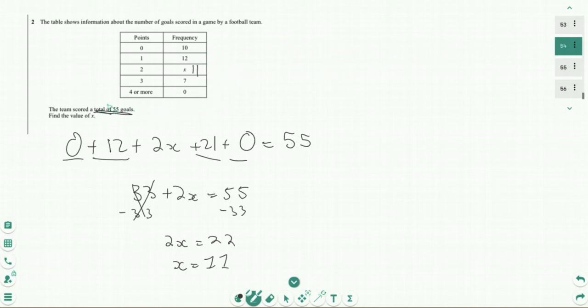So I realized that the question was all about the total number of goals. So I think, how do I find the total values in grouped data? I just multiply the rows. And all of these should add up to give me 55. So I create an equation, simplify it, and solve it.